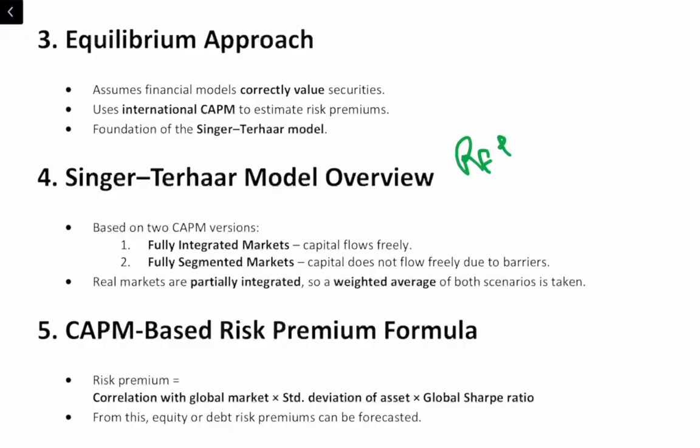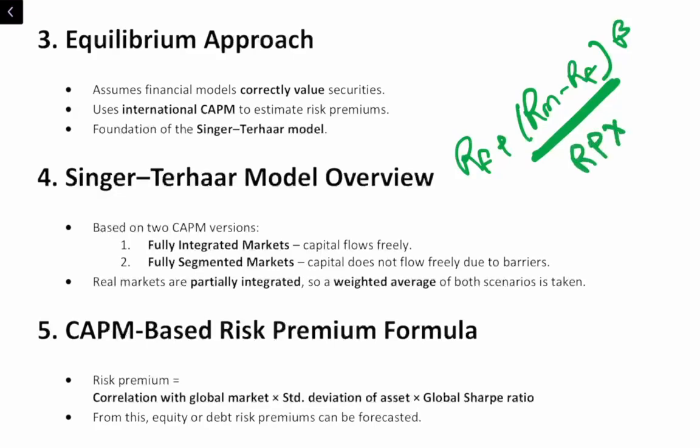RF plus (RM minus RF) multiplied with the beta. Clear? What is this? This is nothing more than the risk premium. This is the risk premium only. Are you clear with this? So can I say risk premium multiplied with the beta? Risk premium is beta multiplied with the risk premium, because this is the generalized risk premium.